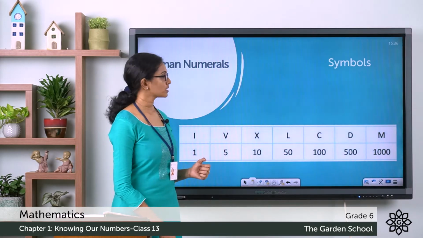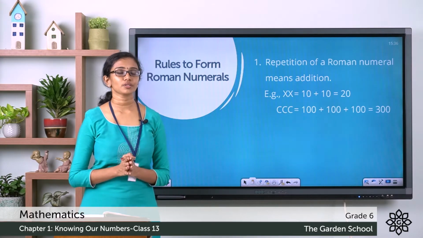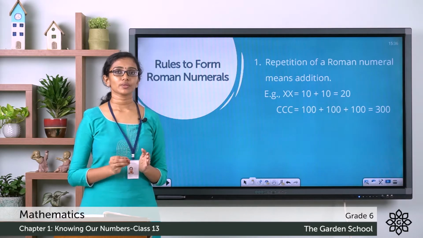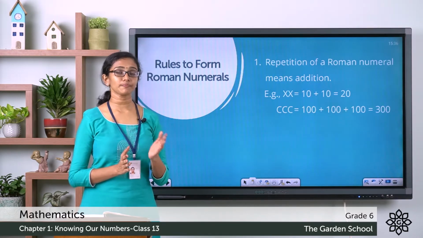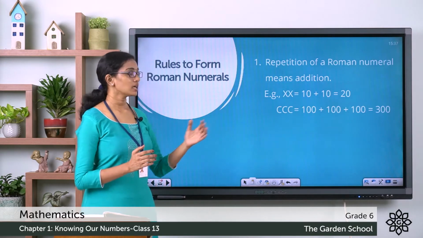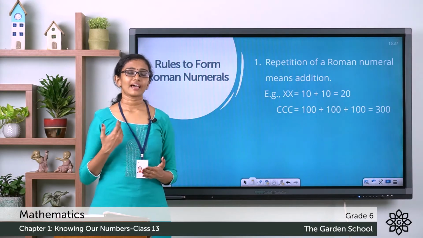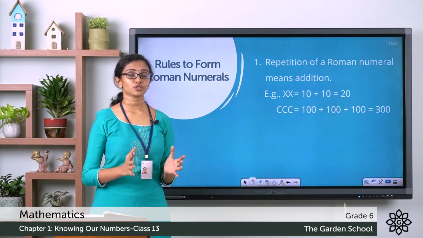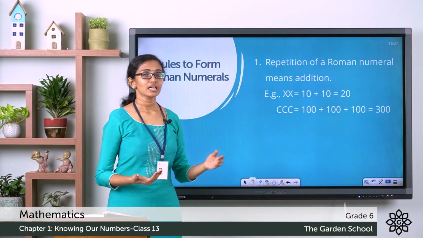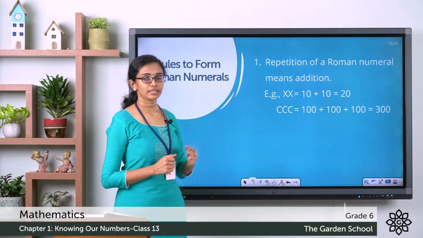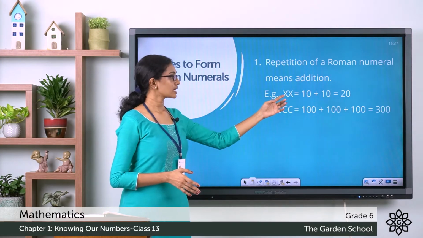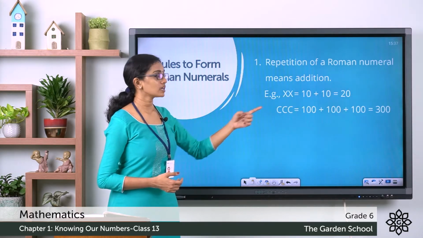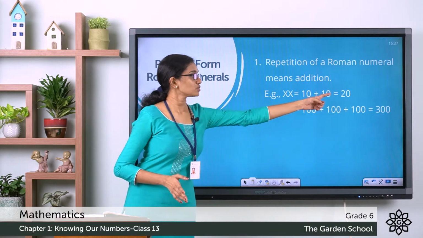The first rule: repetition of a Roman numeral means you are adding their values. You can denote a value by repeatedly writing the same symbol of a Roman numeral. And when you repeatedly write a Roman numeral, it means the value has to be added. Here you have the symbol for 10 written twice together. It means 10 plus 10, and this equals 20. So this is the symbol used to represent the value 20.